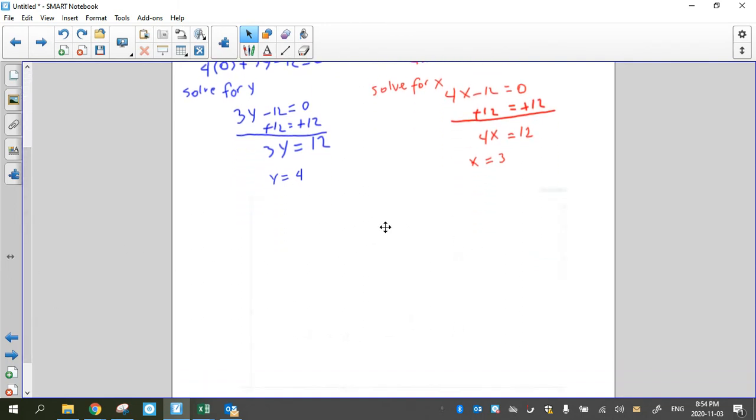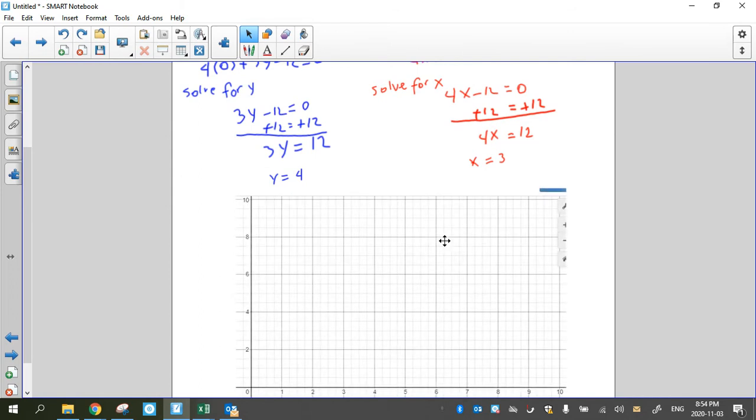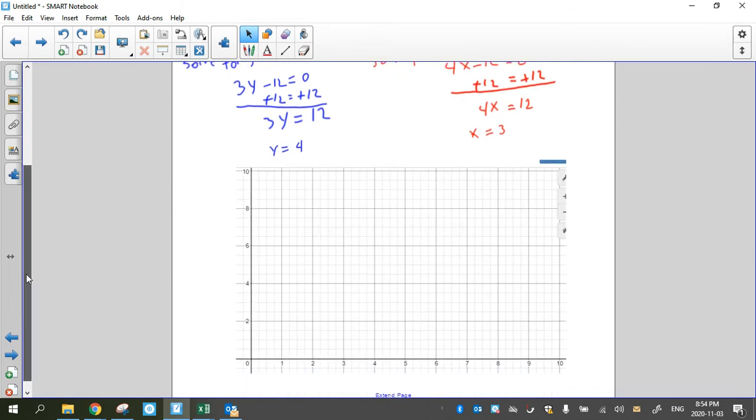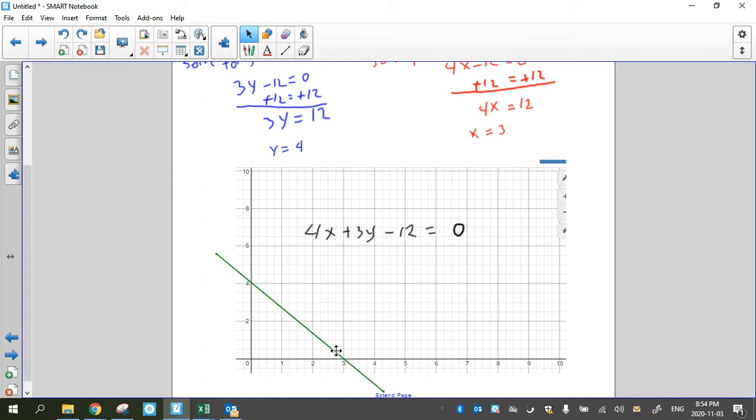Okay, so now I'm going to graph this. So this should be very friendly because we only need 2 points to plot a straight line. And just for recall, this is the equation we had. So I know the y-intercept is at 4, the x-intercept is at 3. So my line is going to go through those points. The y-intercept at 4, the x-intercept at 3. So that's how I graph a line of an equation that is in standard form, like this.